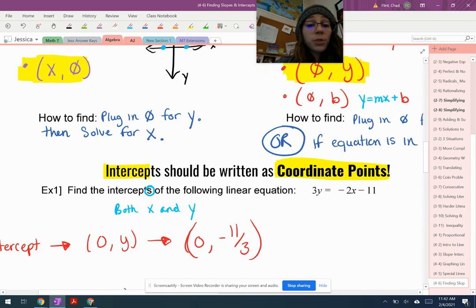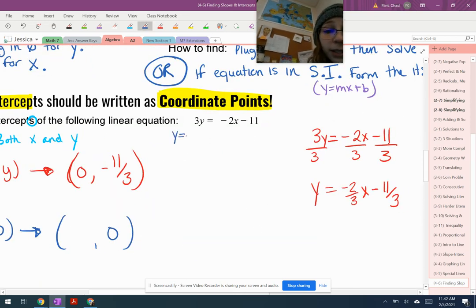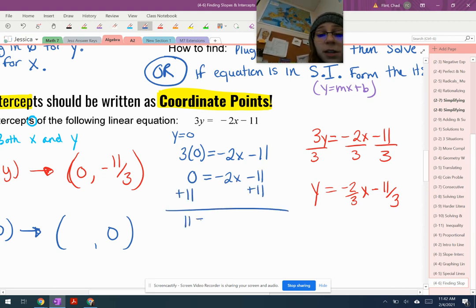So I forgot what I was supposed to do. Plug in 0 for y. So I'm saying that y is equal to 0. So 3 times 0 is equal to negative 2x minus 11. 3 times 0 is 0. Negative 2x minus 11. And again, just solving for that x.